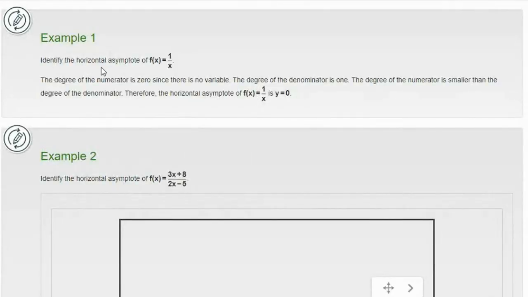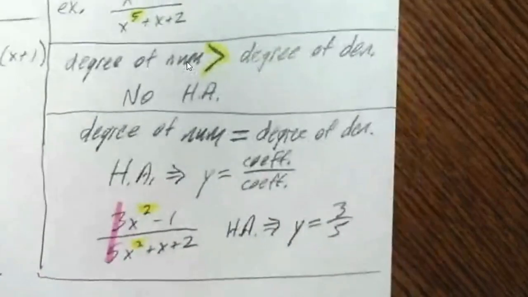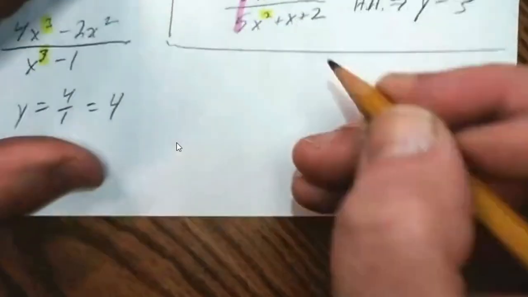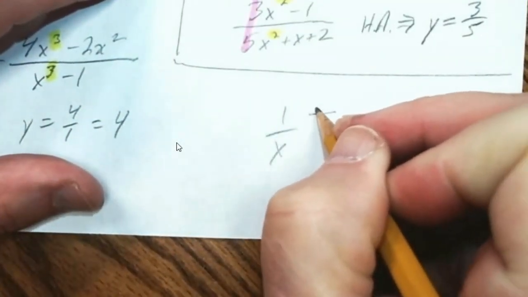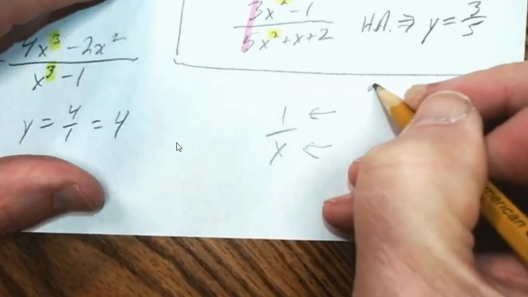So identify the horizontal asymptote of f of x equals 1 over x. Well, let's see. The degree of the numerator and the degree of the denominator, we need to check. 1 over x. What is the degree of this compared to the degree of this?